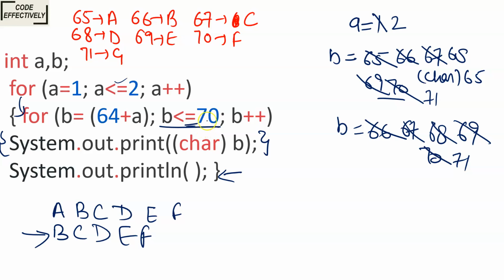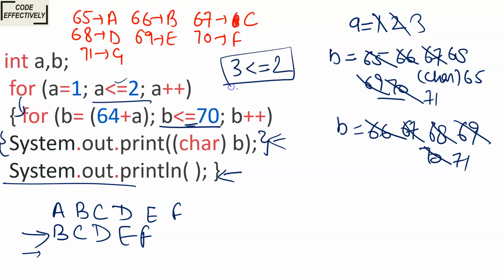The condition gets false. We will come out of this for loop, and then again we will see System.out.println, and the cursor will come to the next line. After this, the A value will be updated to 3. It will check A is less than or equal to 2. What is the value? 3 is less than or equal to 2. You know mathematically this is wrong, because 3 is always greater than 2. And the condition gets false. So we got this output. It will be A, B, C, D, E, F and B, C, D, E, F.